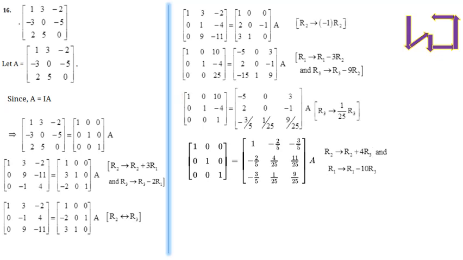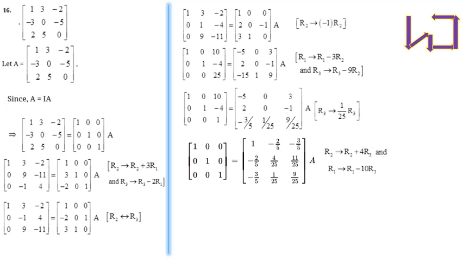See, 1 minus 10 into 0 is 1 only. Next, R1 is 0 minus 10 into 0, which is 0. Next, R1, that is 10 minus 10 into 1, that is 10 minus 10, that becomes 0. Next, R2 changes to R2 plus 4 R3. R2 is 0 plus 4 into 0, which is 0 only.